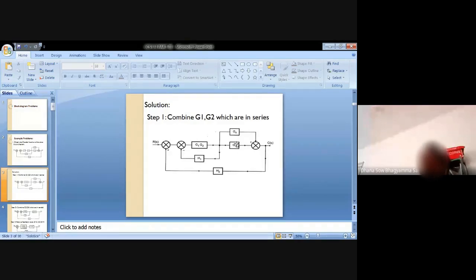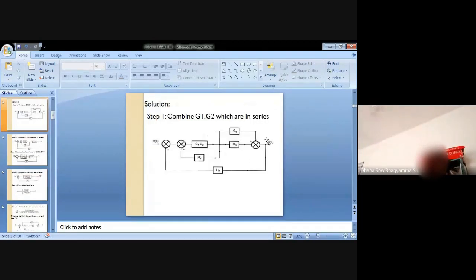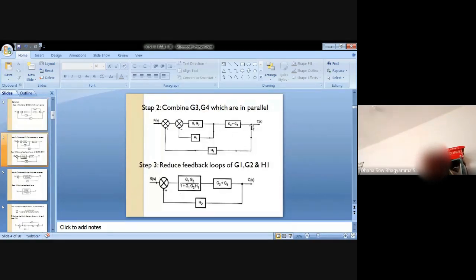G3 plus G4. Step number 2: combining G3, G4 which are in parallel. Parallel blocks have been combined, G3 plus G4. You will get like this. I hope you people are drawing. You have to draw, otherwise you can't understand. In step number 2, G3, G4 are added up because they are connected in parallel.